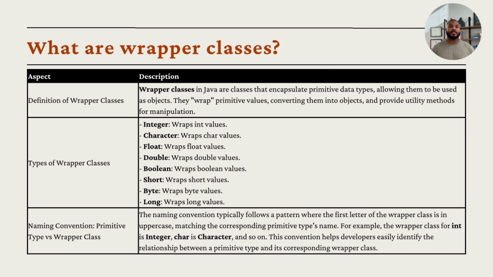So the naming convention consists of this. The name of the wrapper class begins with a capital letter corresponding to the name of the primitive type it wraps. So for example, the wrapper class for int is Integer with an uppercase I, and for char, it's Character. This convention just simplifies the identification of the relationship between primitive types and their corresponding wrapper classes, making it easier for developers to work with both primitives and objects seamlessly.